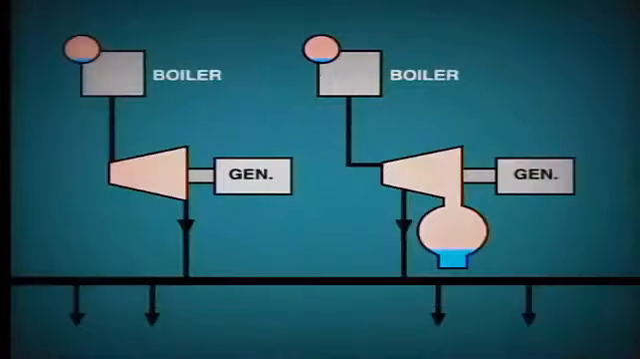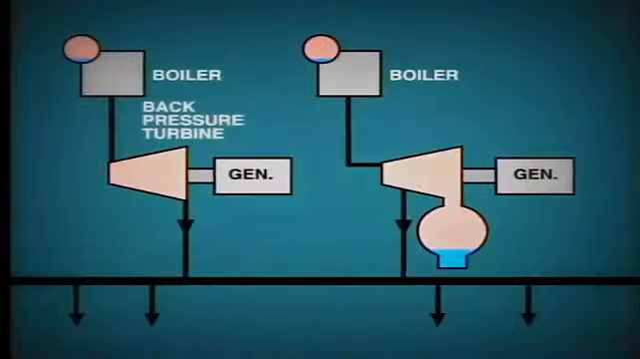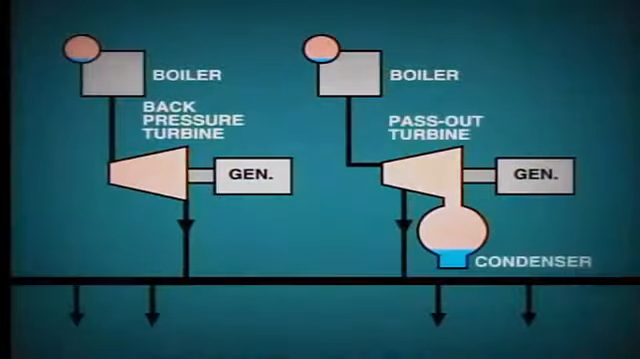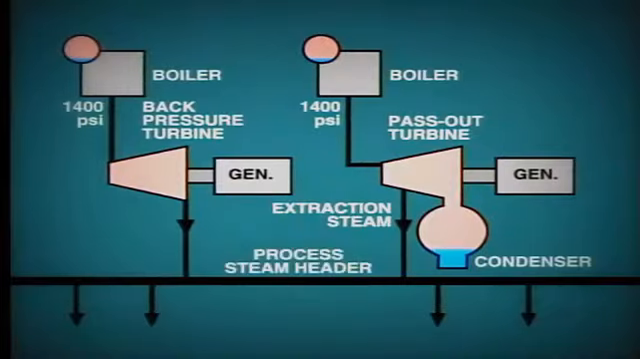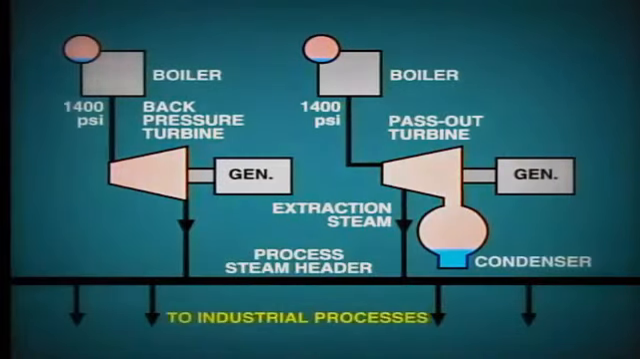Nowadays, it is more likely that an industrial installation will include a back-pressure turbine or pass-out turbine like this. In this case, one single boiler feeds each turbine, and the pressure is likely to be about 1,200 to 1,500 psi. Steam exhausting from the back pressure unit or extracted from the pass-out unit feeds into the common header, which then supplies the industrial process.